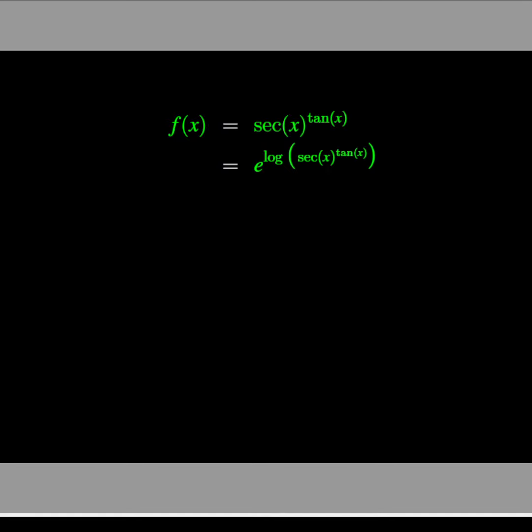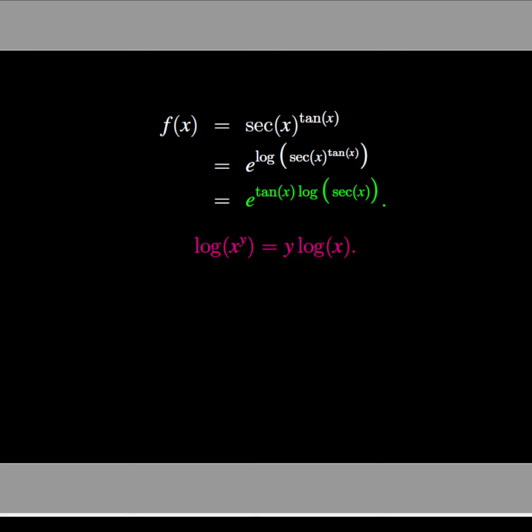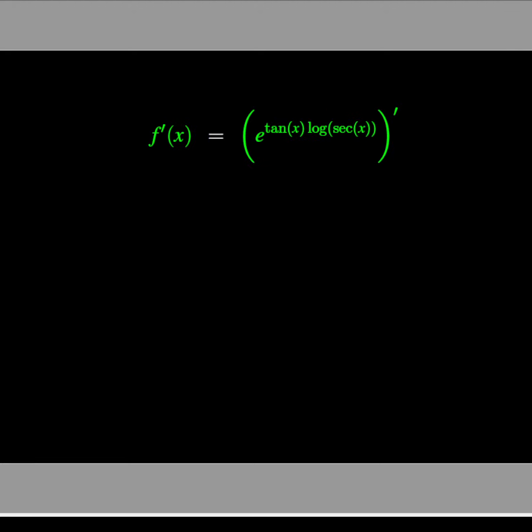Therefore, we express f of x as the exponential of the logarithm of secant of x to the power tangent of x. Using the properties of the exponential and the logarithm, f of x equals the exponential of tangent of x times the logarithm of secant of x. As a matter of fact, we are using the fact that the logarithm of x to the power y is equal to y times the logarithm of x. Now, we can take the derivative of both sides and use the chain rule.